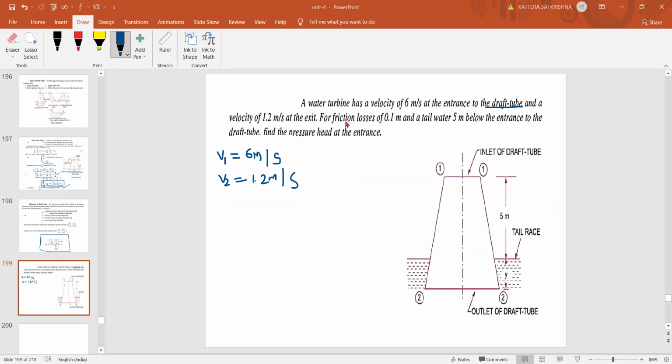For frictional losses of 0.1, so HF is given, 0.1 meter, and a tail race water of 5 meters above the entrance. So here capital HS value is given already. Above tail race it is 5 meters below the entrance to the draft tube. Find the pressure head at the entrance. So what he's asking is the pressure head, P1 by rho g equal to how much? This we need to find.